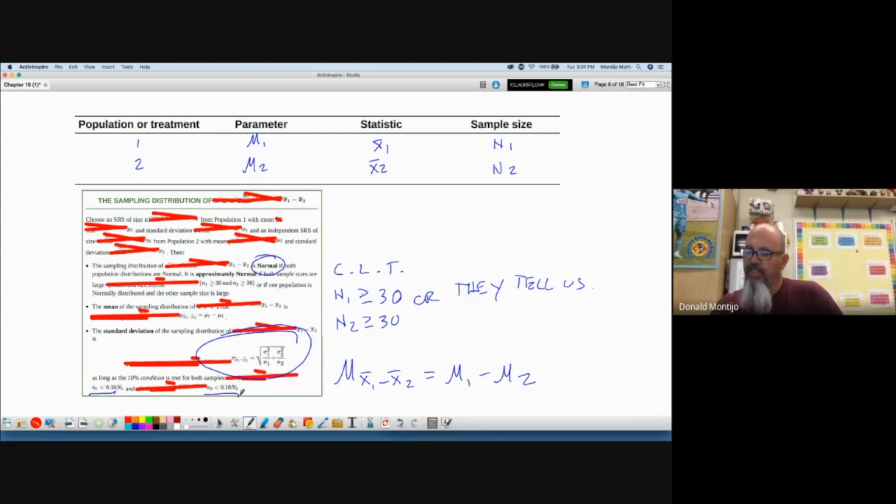So again, it looks very similar. It's just the standard deviation formula. So the standard deviation of x bar sub 1 minus x bar sub 2 is equal to the square root of sigma 1 squared over n1 plus sigma 2 squared over n2. So just like in the proportions, all we're doing is taking the standard deviation from one sample and adding them together and square rooting that to get the entirely new standard deviation. Okay? When are we allowed to use this? If it's independent, meaning the population is at least 10 times the size of the sample.